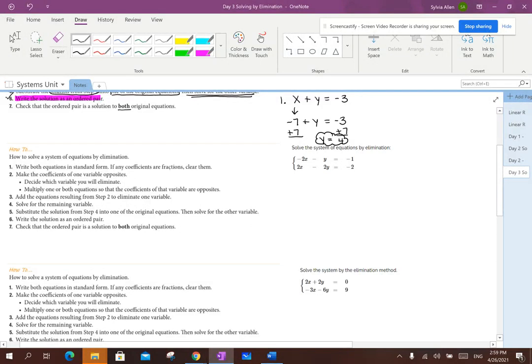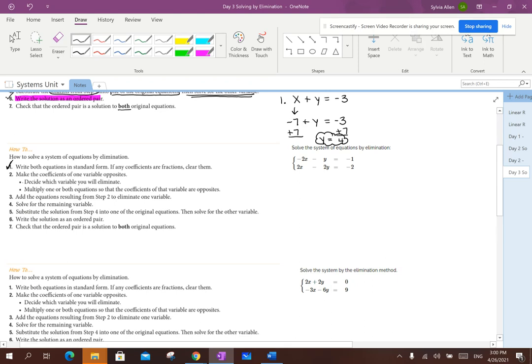If there are any coefficients that are fractions, clear them. I notice that I'm already in standard form: I've got my x, my y, and then my numbers on the other side. So step 1 is already done.